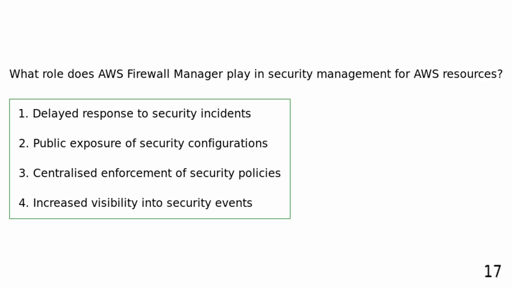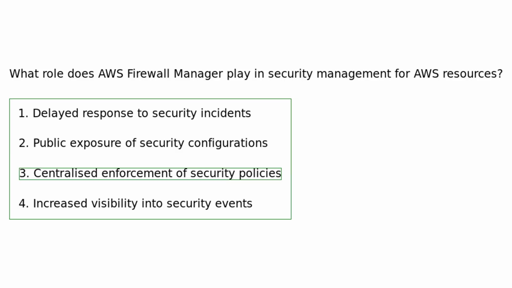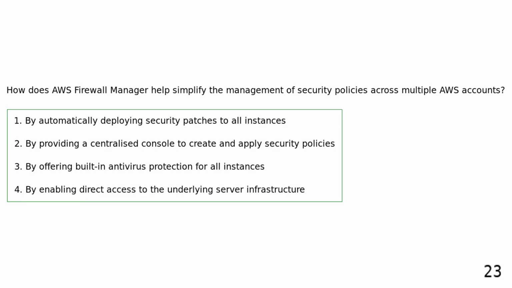Delayed response to security incidents. Public exposure of security configurations. Centralized enforcement of security policies. Increased visibility into security events. AWS Firewall Manager plays a role in security management for AWS resources by providing centralized enforcement of security policies to ensure consistent security measures are applied. How does AWS Firewall Manager help simplify the management of security policies across multiple AWS accounts?